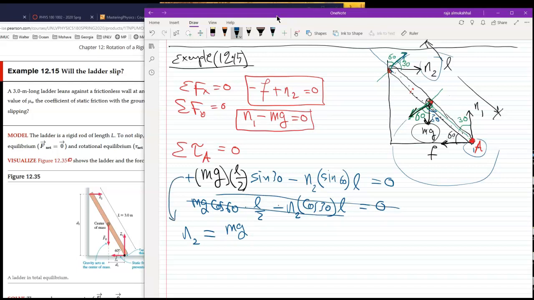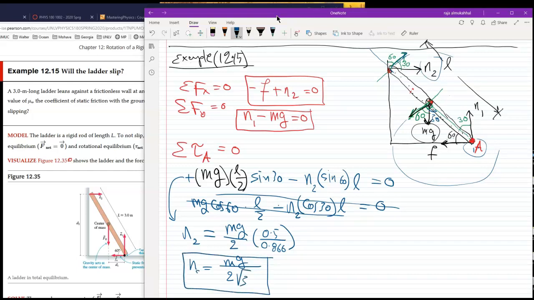So it's going to be mg over 2. If you work it out, you'll end up with 0.5 over 0.866. And then when you solve it, you'll end up with mg over 2 over square root of 3. I'm going to write it this way if you don't mind. I'm copying this from my notes, by the way. There we go. Okay?